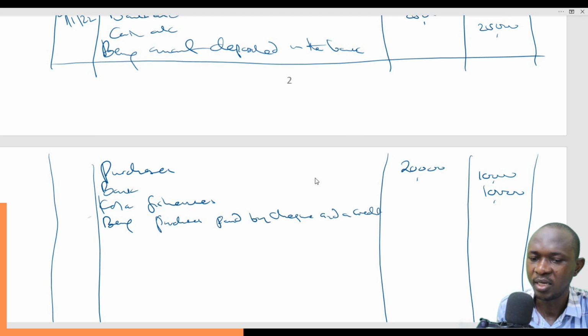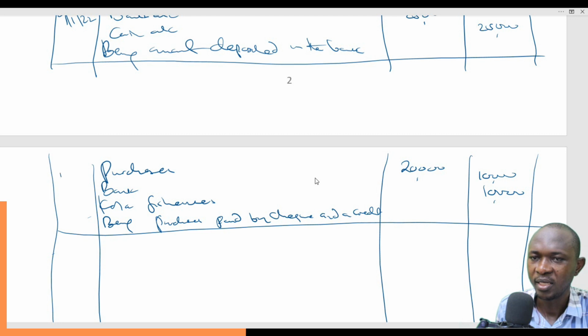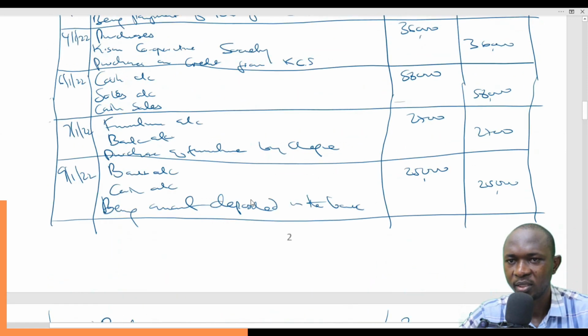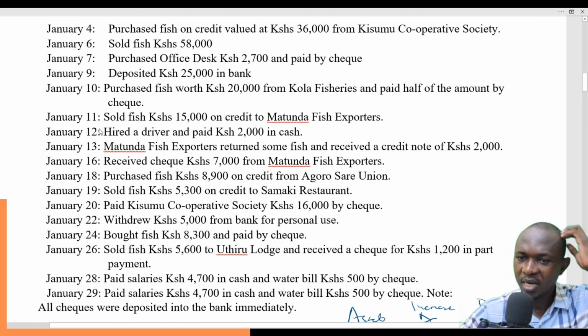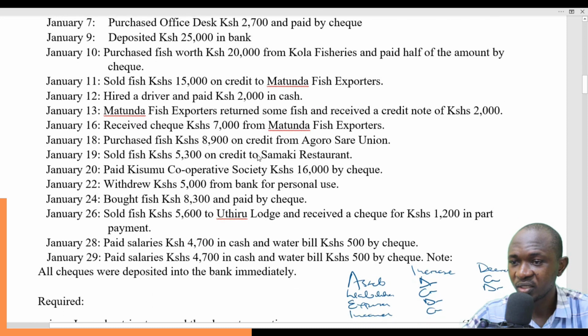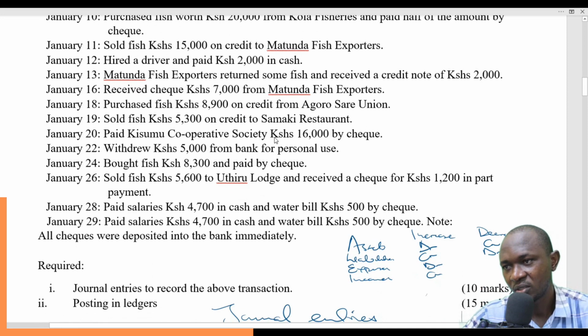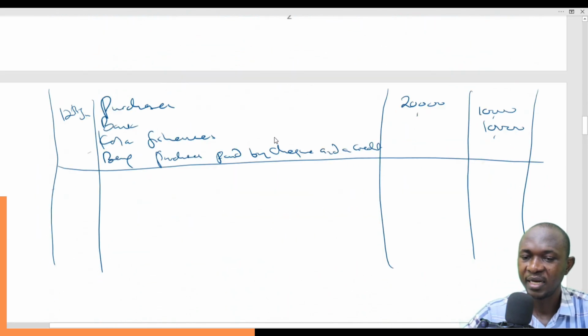So let's close that. The date I think was on 12th January. So you might want to show the date. I think 12th or 10th. That was 10th. So we change to 10th. Then on January 11th, sold fish 15,000 on credit to Matunda Fish Exporters. So Matunda become debtors. They'll need to pay us. It's very important that we show their name, Matunda Fish Exporters.